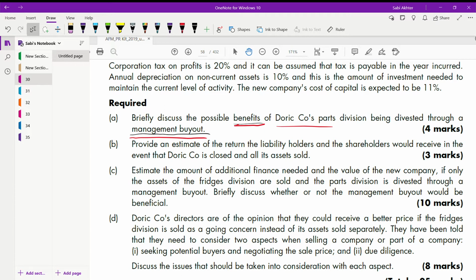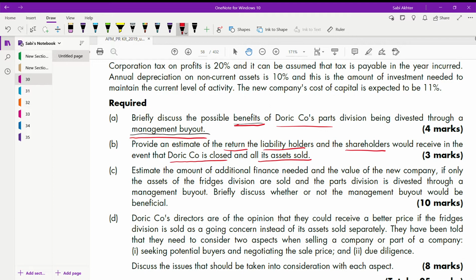Coming to the second part, B: provide an estimate of the return to the liability holders and the shareholders. Return on what liability holders and shareholders would receive in the event that Doric is closed and all assets are sold. What is the estimate of the return? That means how much liability holders are going to get, and how much the shareholders are receiving. Another key area. Previously I told you, impact on stakeholders, if a division has been sold off or closed off.